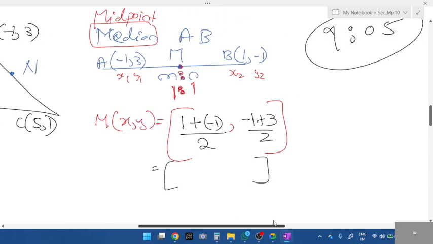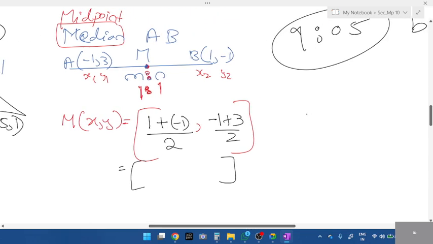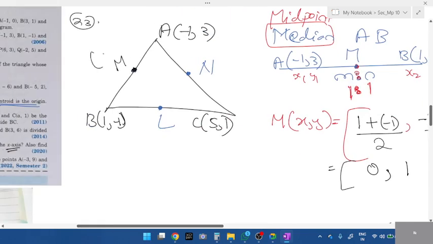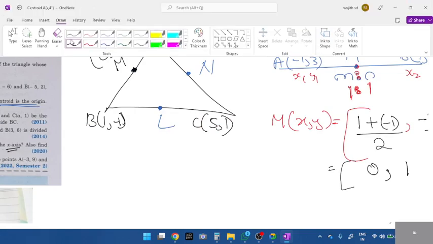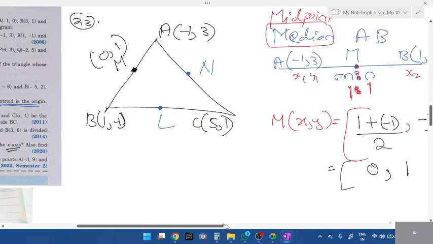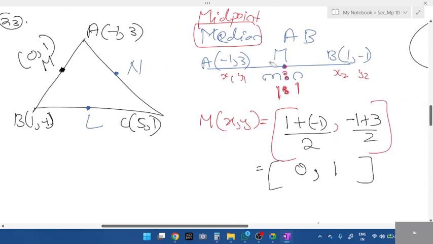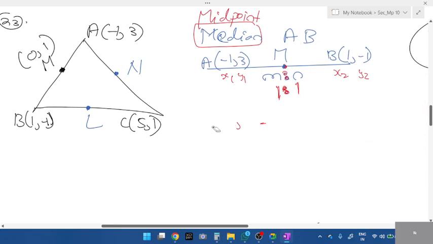Solve this in the working column. What's the direct answer, students? 0 divided by 2 is 0 comma, very good, 0 comma 1. So the answer for this is (0, 1). In the same way for L, the midpoint L. Is this clear? All of you understood the midpoint concept? Median meaning is midpoint, students.